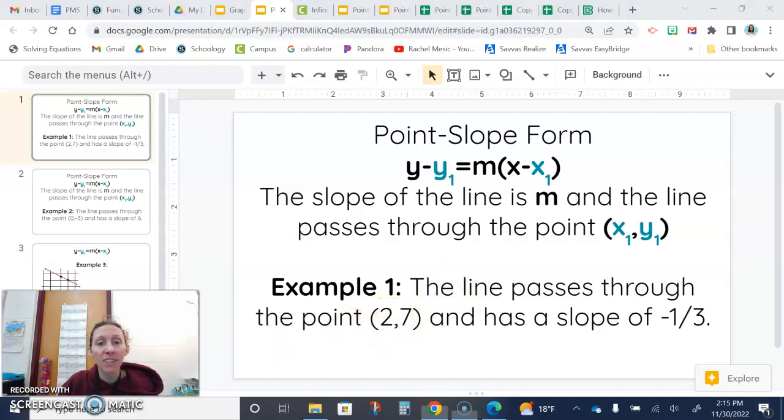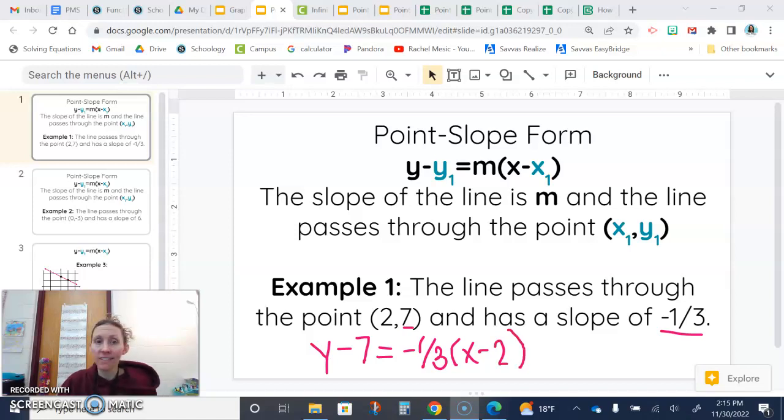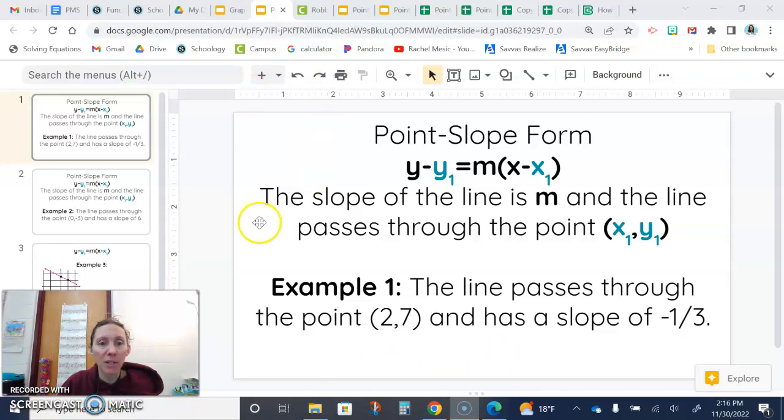of negative 1/3. So we're going to start our equation with y minus, then we're going to replace this other y here with the y coordinate, which is 7, equals, then m is the slope, which in this case is negative 1/3. Then in parentheses, x minus, and then this x right here is 2. And there you have it. All right, let's try another one.